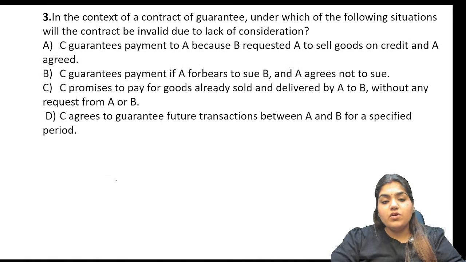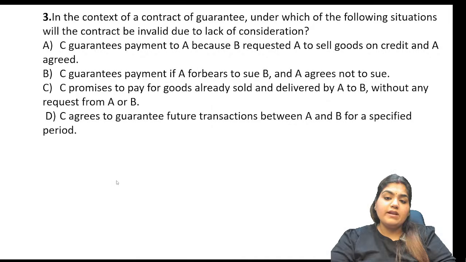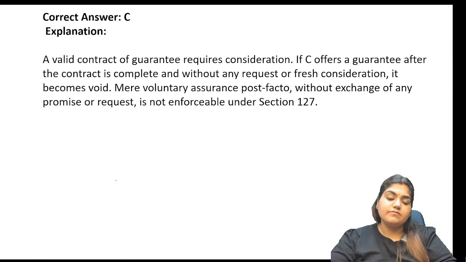In the context of the contract of guarantee, under which of the following situations will the guarantee be invalid due to lack of consideration? It will be invalid when C promises to pay for goods already sold and delivered by A to B without a request from A or B. C is the correct answer.